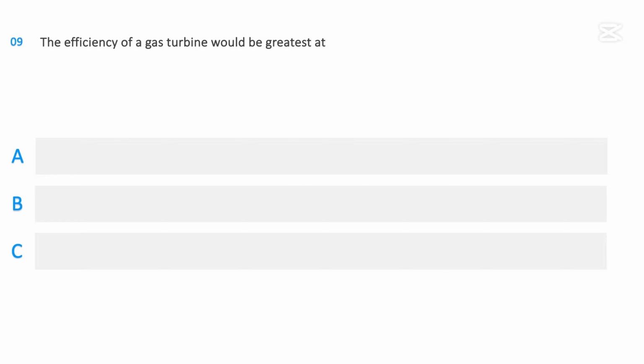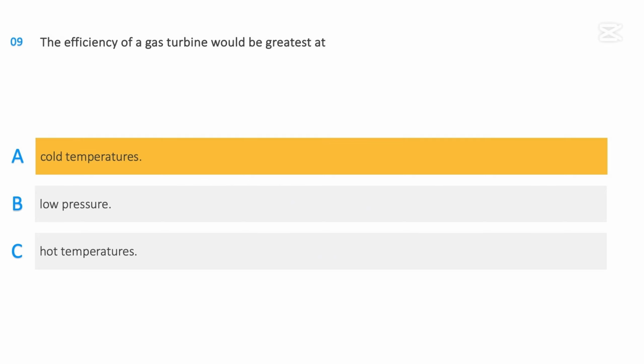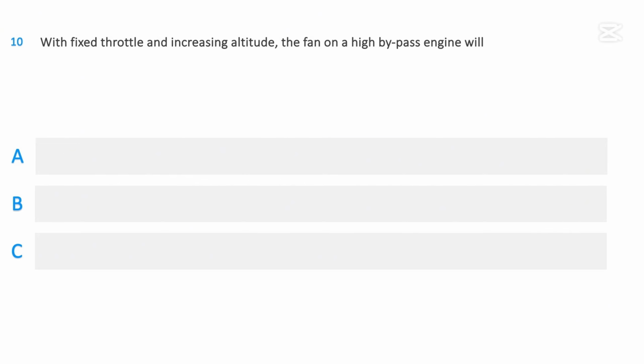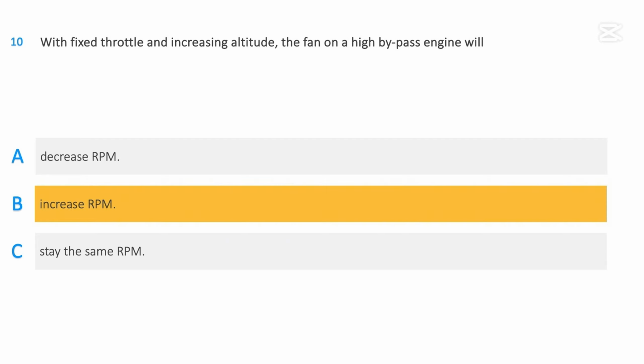The efficiency of a gas turbine would be greatest at cold temperatures, low pressure, hot temperatures. The correct answer is cold temperatures. With fixed throttle and increasing altitude, the fan on a high bypass engine will decrease RPM, increase RPM, stay the same RPM. The correct answer is increase RPM.